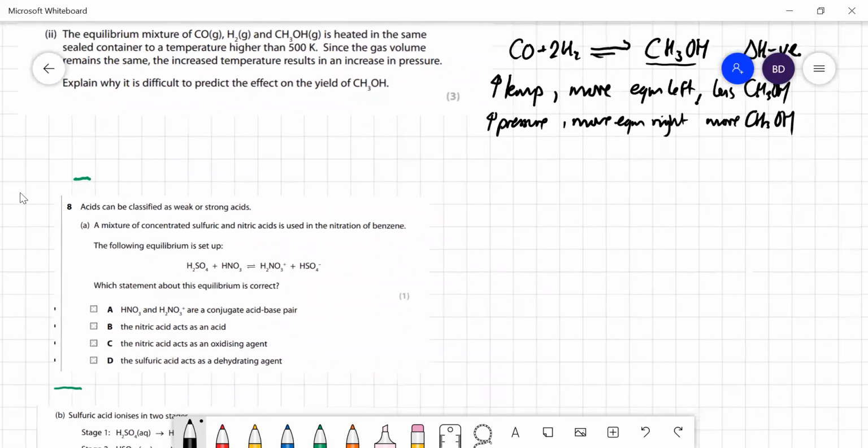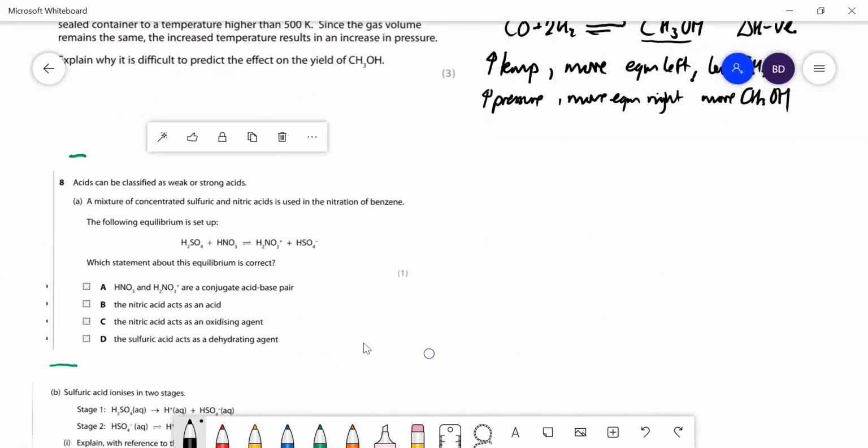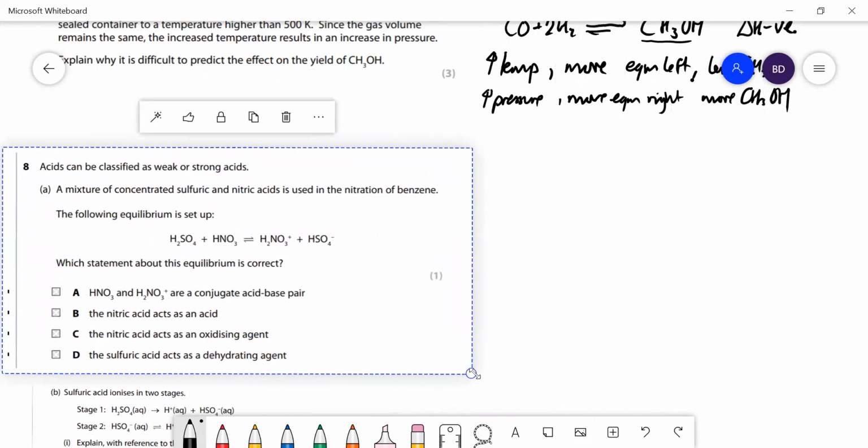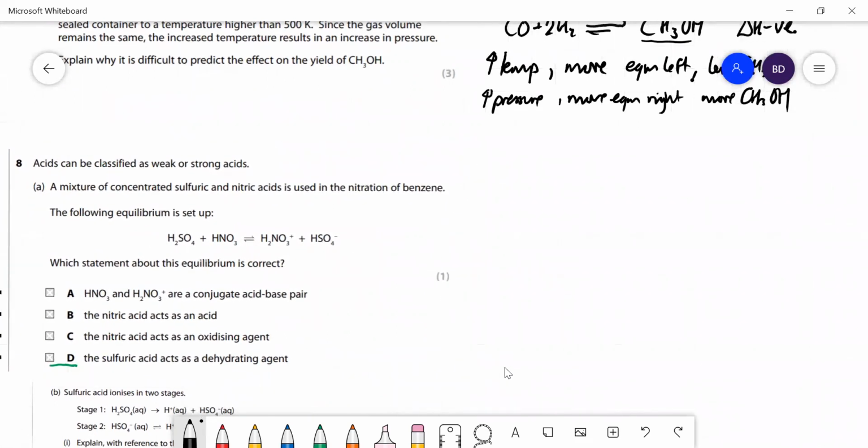Okay, on to acids and bases, equilibria. Okay, so a mixture of sulfuric and nitric acid is used in the nitration of benzene. The following equilibrium is set up. Okay, now what's true about this? Now you probably know, but look what's happened to this. This has gained a proton, so that means that the nitric acid has behaved as a base. Concentrated nitric acid behaving as a base. This loses a proton, so this behaves as an acid.